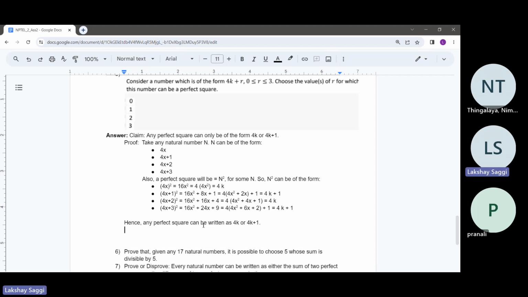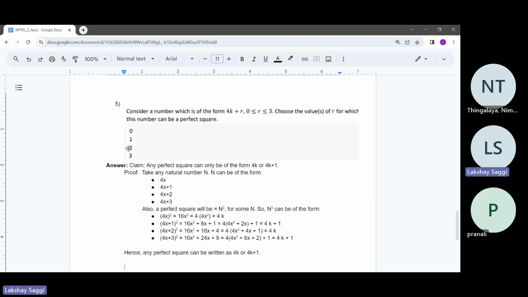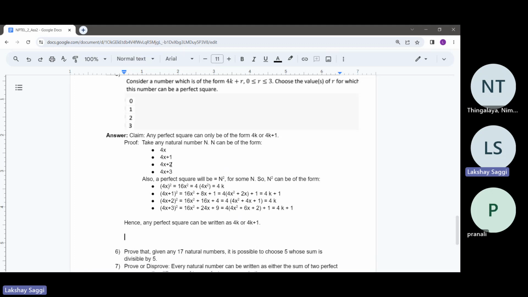What is an example of a perfect square which can be written as 4k? The example is 4, because 4 is a perfect square and it is 4 times 1. Similarly, what's an example of a perfect square which can be written as 4k plus 1? It's 9, because 9 is just 3 square. So the correct answer for this question, the values of r for which this number can be a perfect square, will be basically 0 and 1. So the correct answer is A and B.